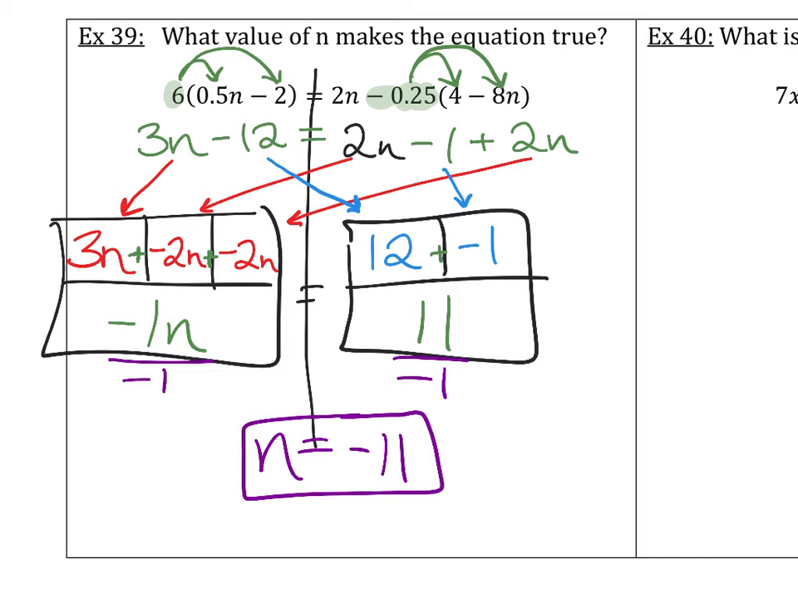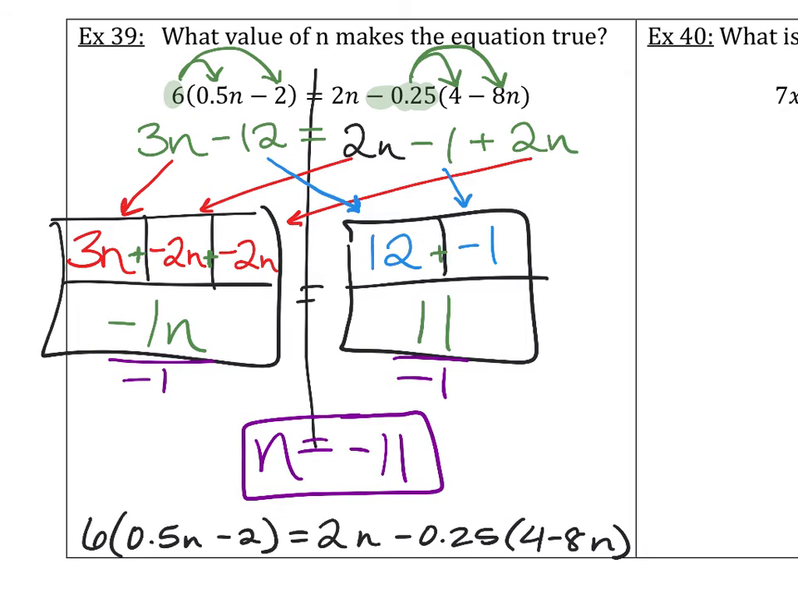And if we weren't 1,000% sure that this is right, we would check our work. Since we're learning together, we're going to check our work together. This is what I expect you to do on every problem. We're going to take the original problem: 6 times 0.5n minus 2 equal to 2n minus 0.25 times 4 minus 8n. But instead of all of these n's, what am I going to write there instead?